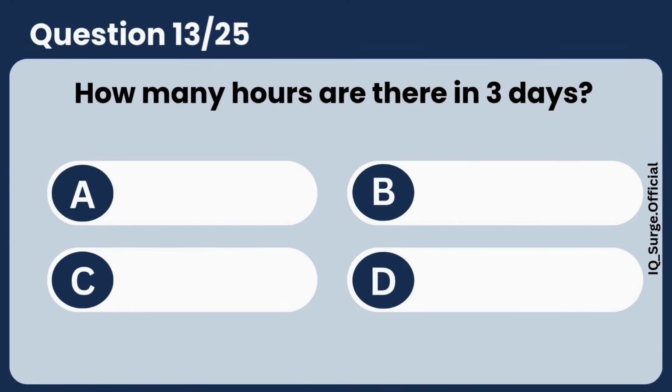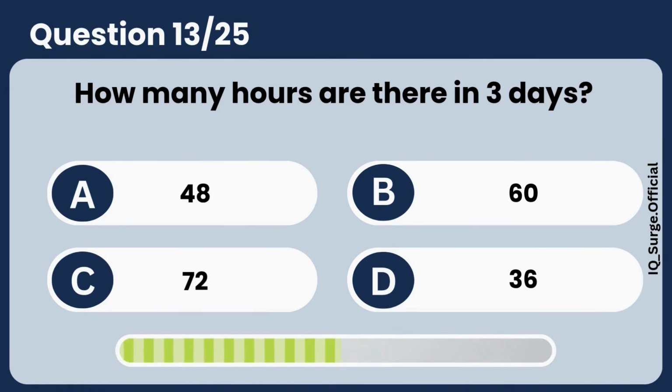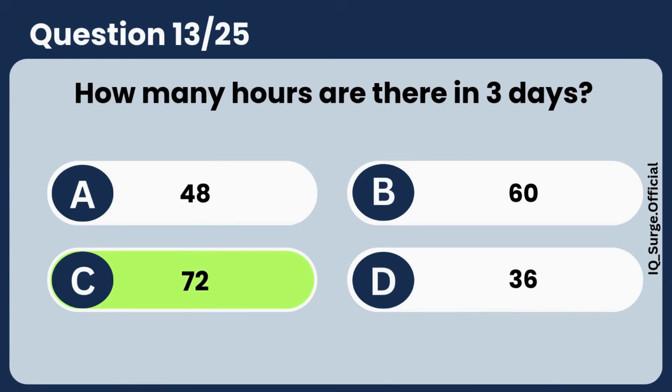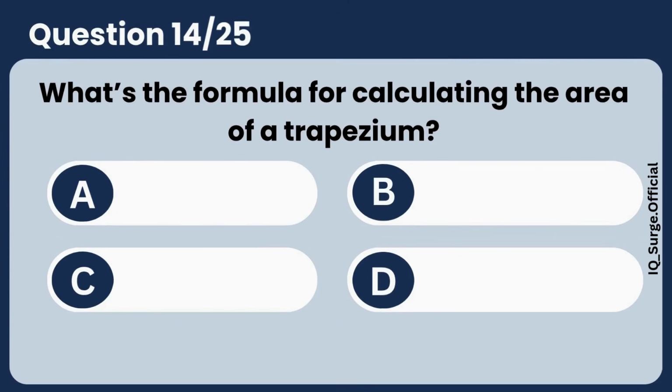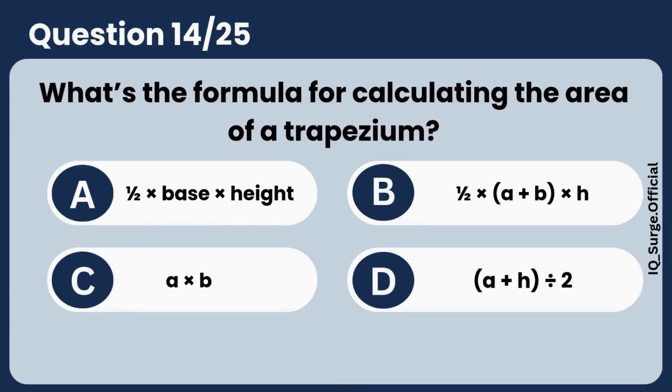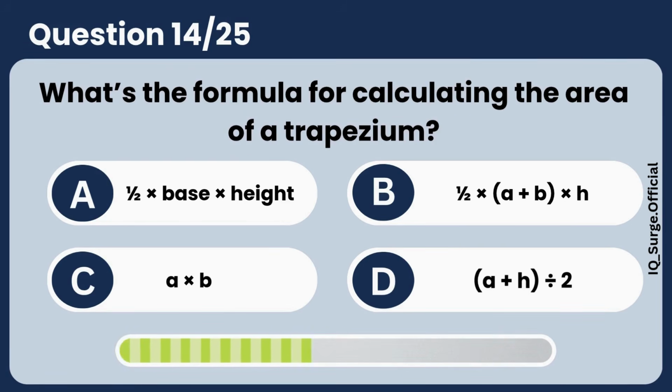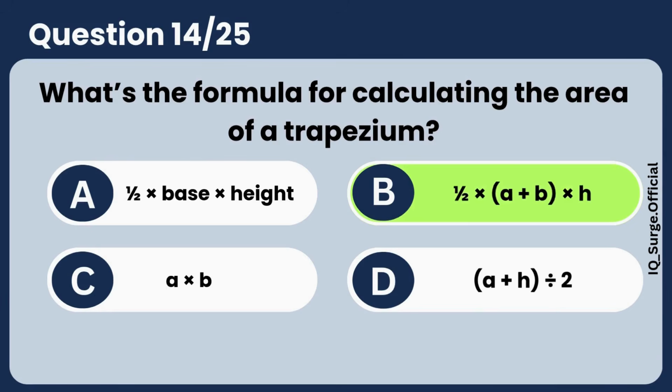How many hours are there in 3 days? Right, 72 hours. What's the formula for calculating the area of a trapezium? B is the correct answer.